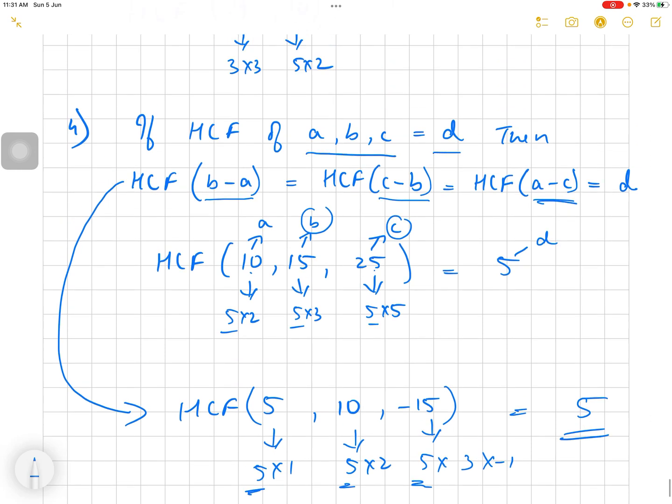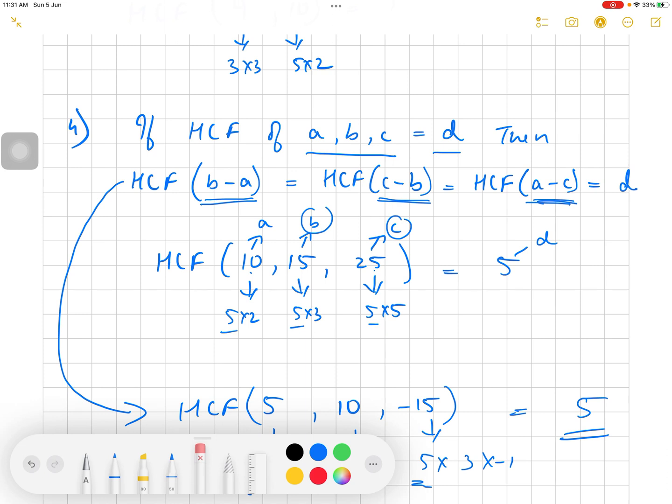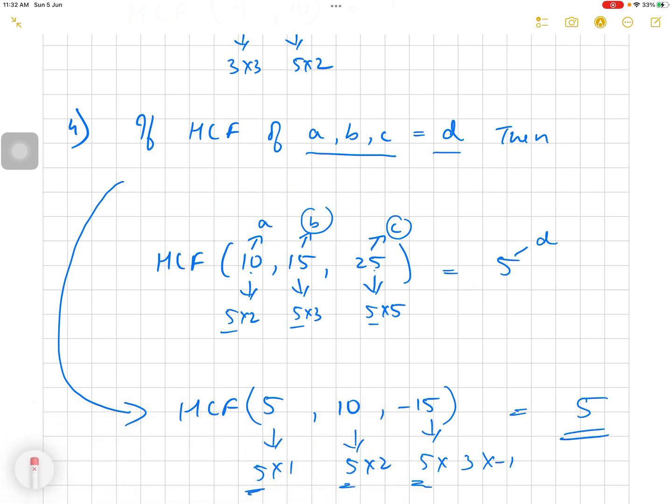So if HCF of A, B, C is D, then HCF of B minus A, C minus B and A minus C is also D. Instead of writing like this, it's better to write like this: HCF of B minus A, C minus B and A minus C is equal to D.